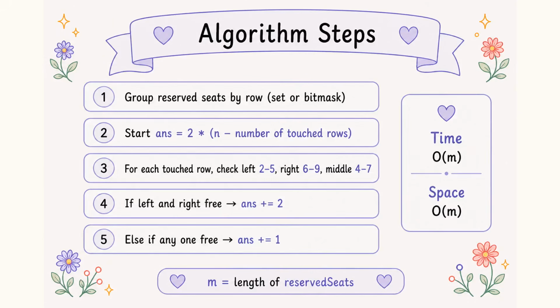Algorithm. 1. Group reserved seats by row using a set. 2. Set answer to 2 times n minus touched rows. 3. For each touched row, check left, right, and middle. 4. If left and right are free, add 2. 5. Else if any block is free, add 1. Time is order m, space order m, where m is the number of reservations.